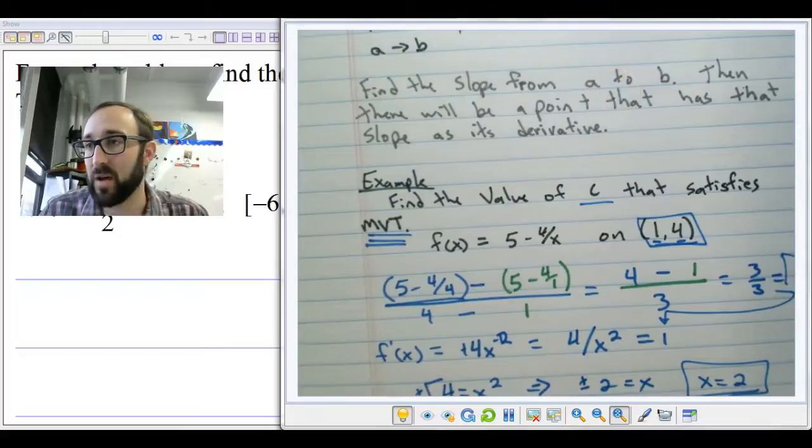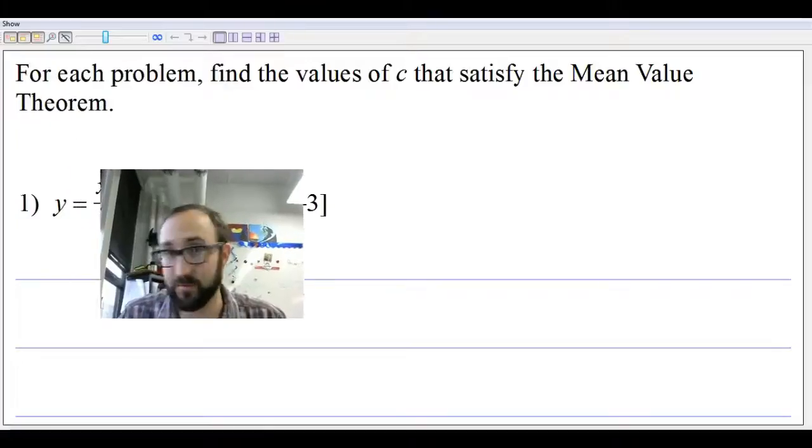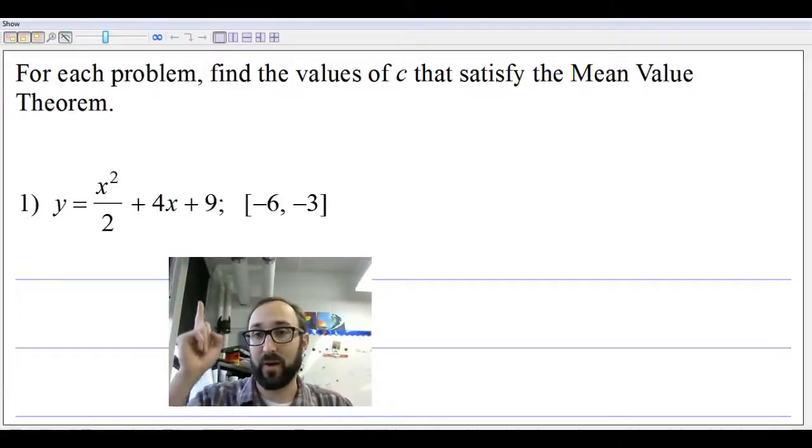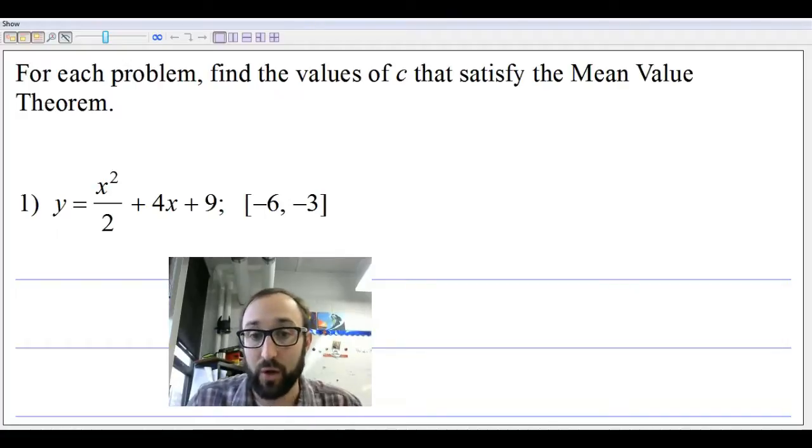Then your assignment is to do this thing right above me once again. For each problem, find the values of c that satisfy the mean value theorem. y equals x squared over 2 plus 4x plus 9 on the interval from negative 6 to negative 3. Good luck.